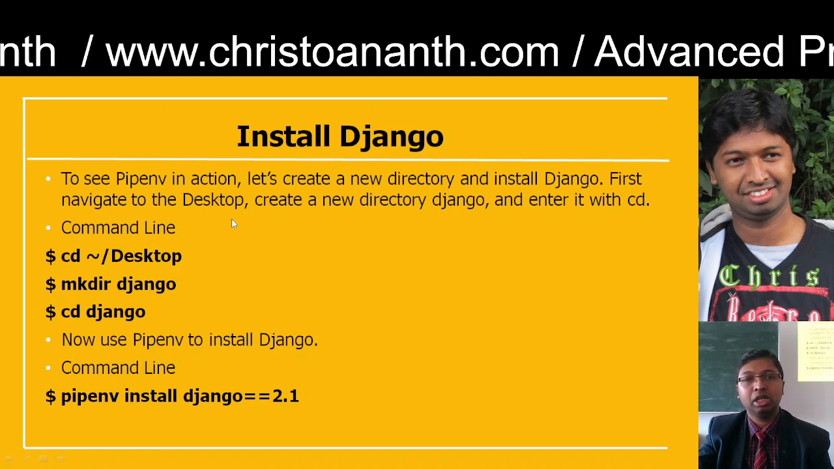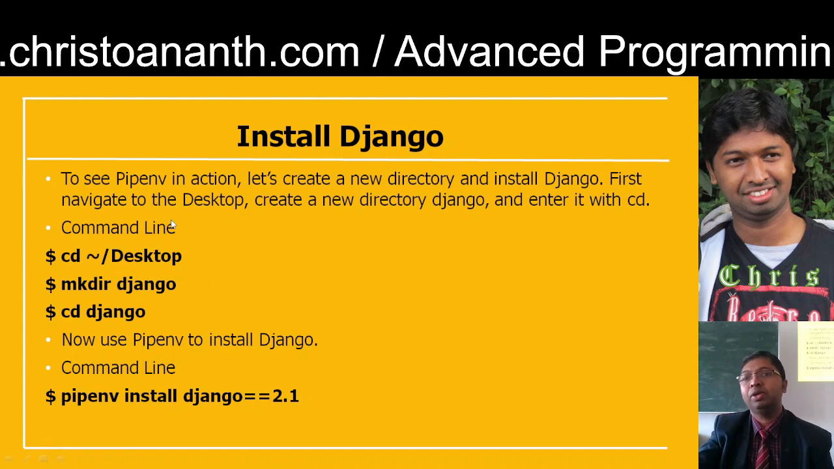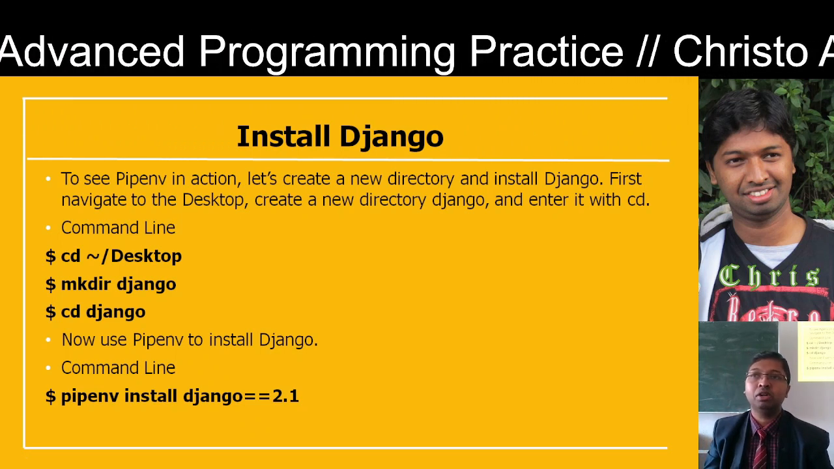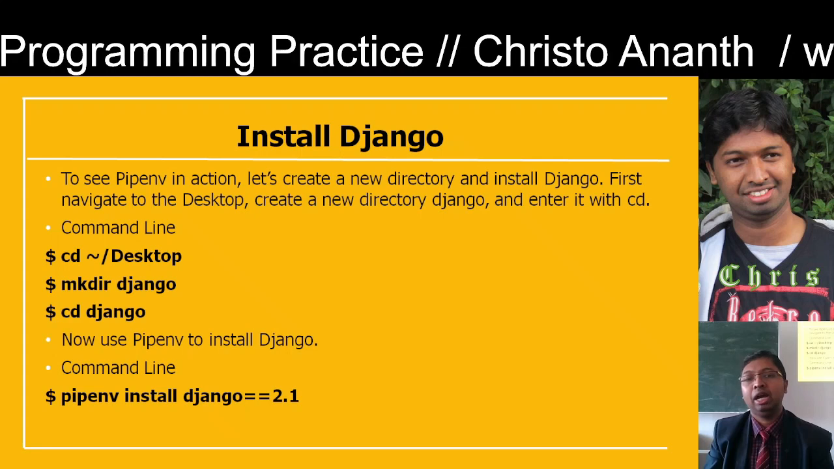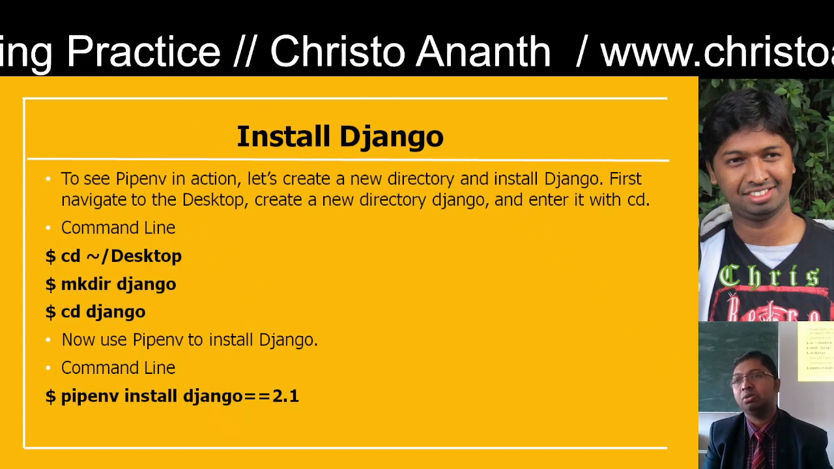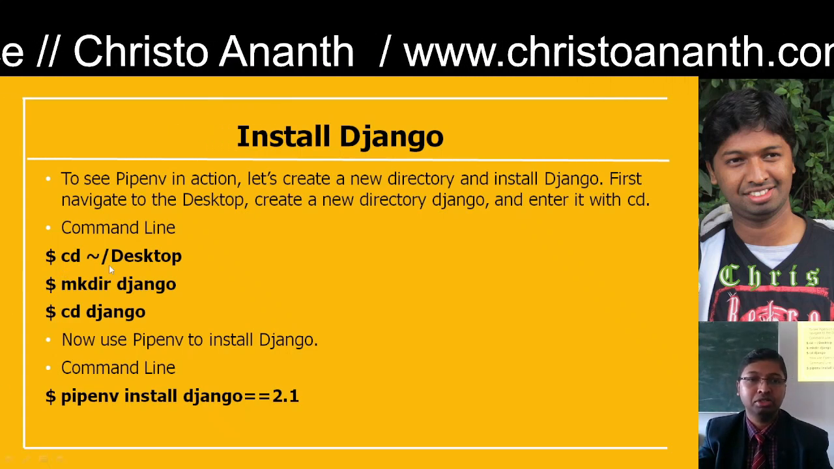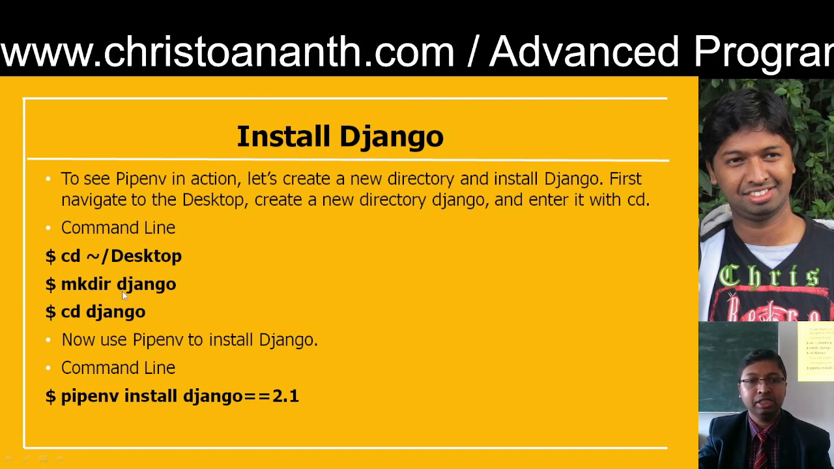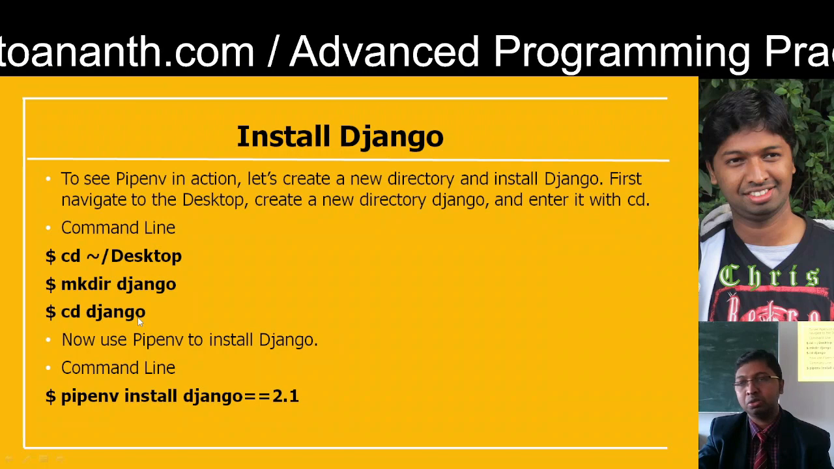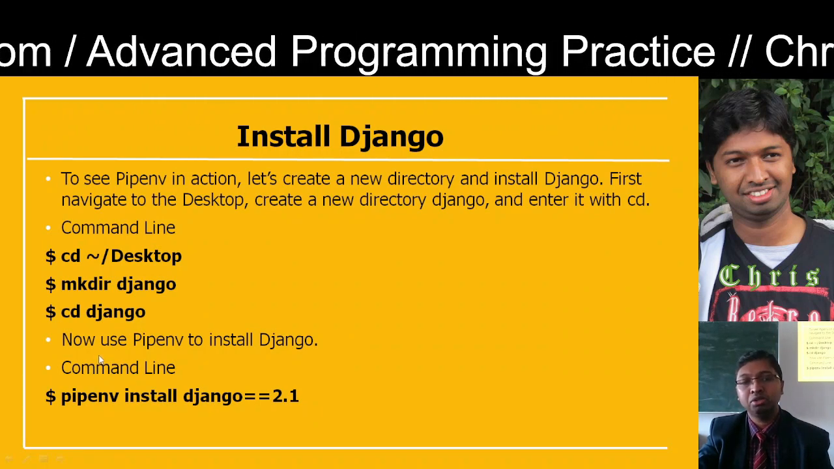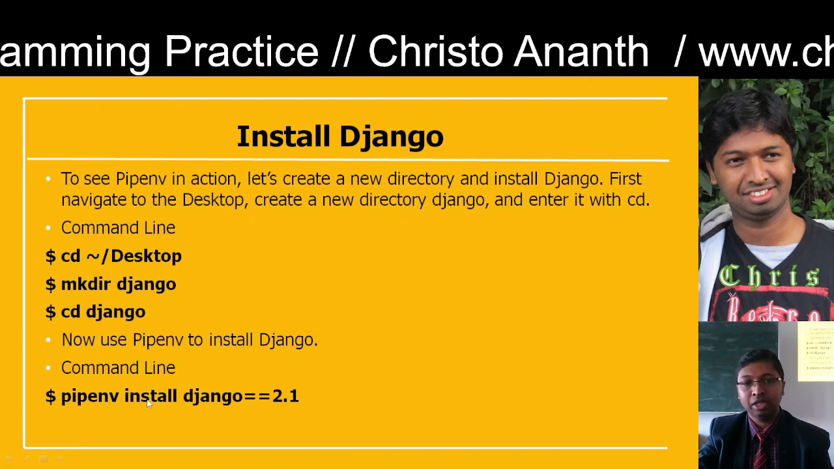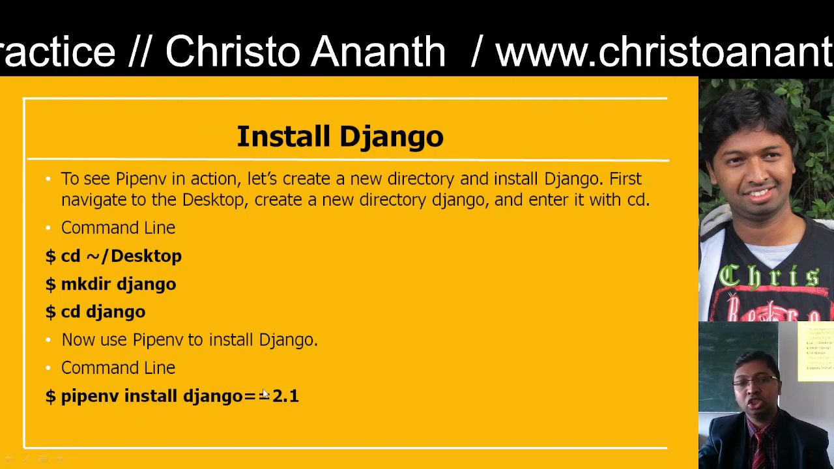For Pipenv we are going to create a new directory and install Django. First of all, you change to the desktop and create a new directory, Django, and enter it. So cd, slash Desktop, mkdir, make the directory Django, and change the directory to Django. Now you are going to use Pipenv to install Django, like $ pipenv install django==2.1.